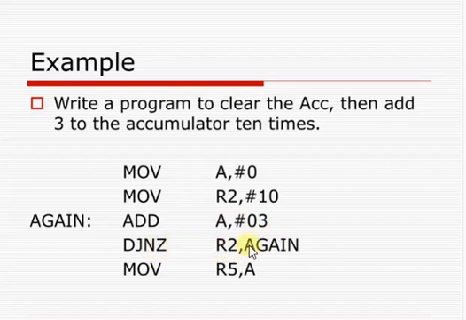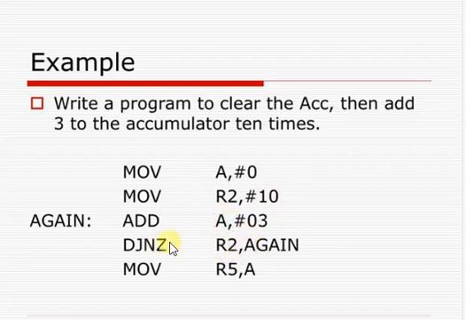DJNZ R2, again. What is the R2 value here? Initially the R2 value is 10. With DJNZ, the R2 value is decremented by 1. If not 0, it will go to again. Then the R2 value is 9. Again go to here. 3 plus 3, 6.